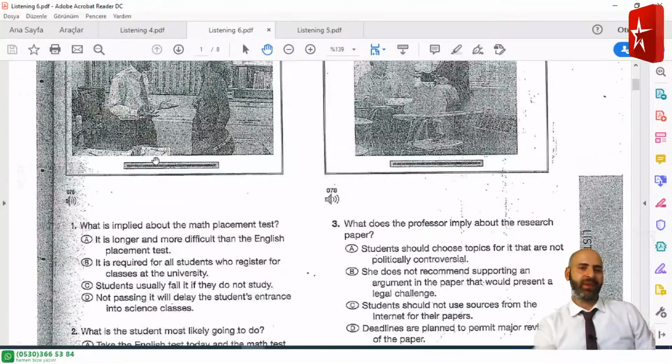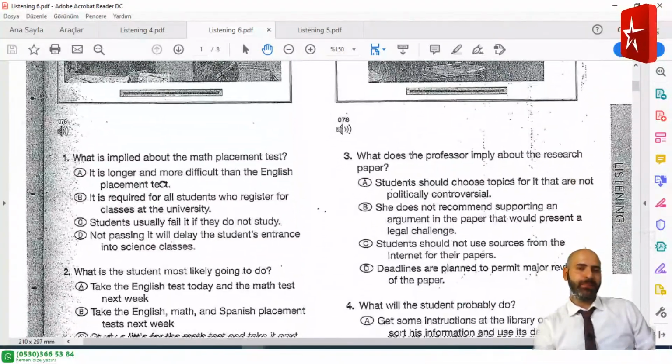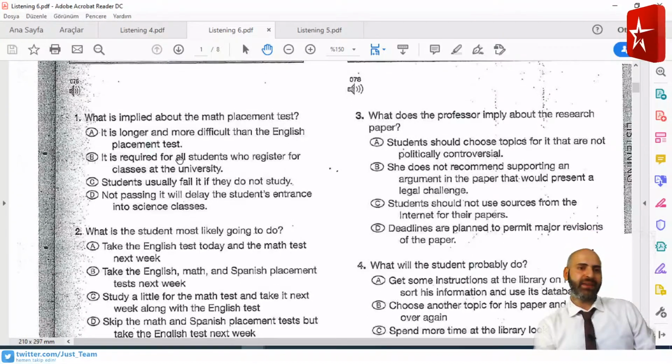Question number 1. What is implied about the math placement test? A. It is longer and more difficult than the English placement test. B. It is required for all students who register for classes at the university. C. Students usually fail it if they do not study. And D. Not passing it will delay the student's entrance into science classes. Which one is correct for question number 1? A, B, C, or D?